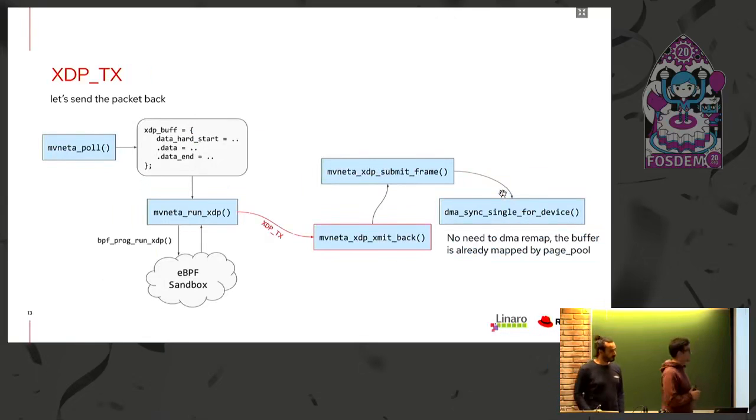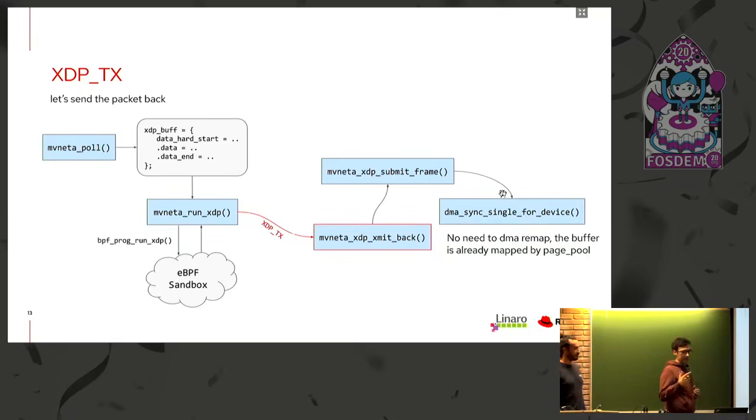Here we see how XDP TX works in the MVNeta driver. XDP TX is used to transmit the packet back to the interface where we received the packet. A typical application, for example, is a load balancer.